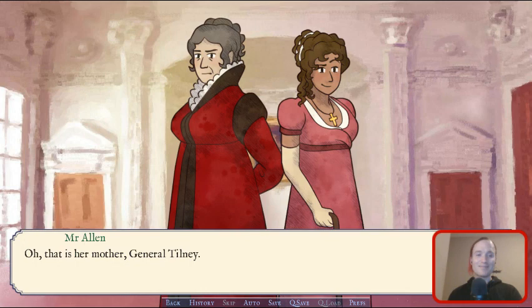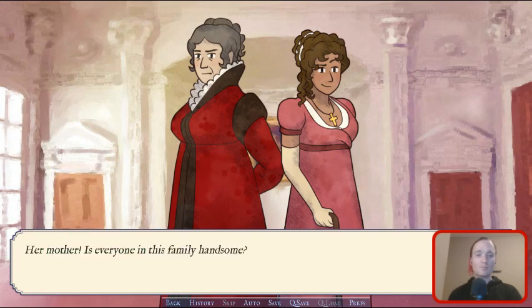Oh, that is her mother, General Tilney. I feel like the dress should have, like, medals on it or something. Yeah, for sure. Her mother. Is everyone in this family handsome?